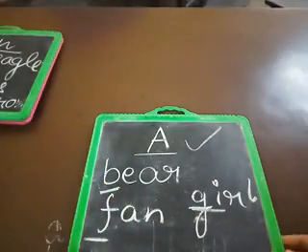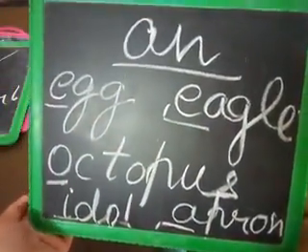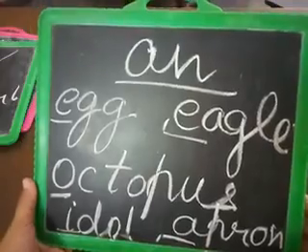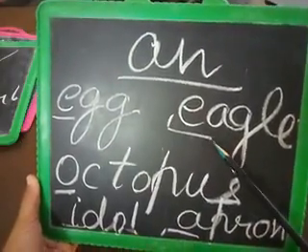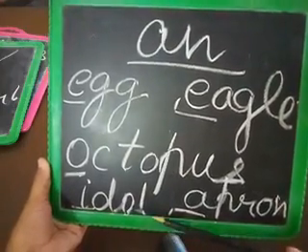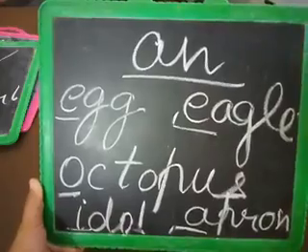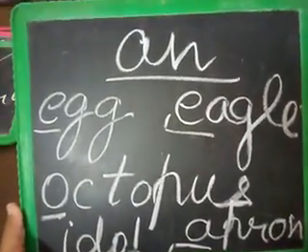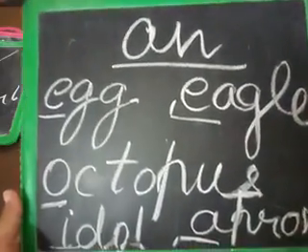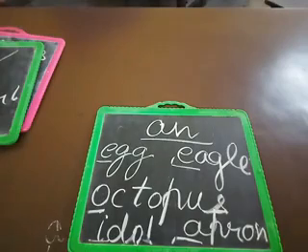In this way you all can read the words like this. Now let's come to an. Now it's turn of an. So for an we take the words like egg, eagle, octopus, idol, apron. All the words which start with A, E, I, O, U. Those are vowels. Now for this I'll show you the flashcards related to this.